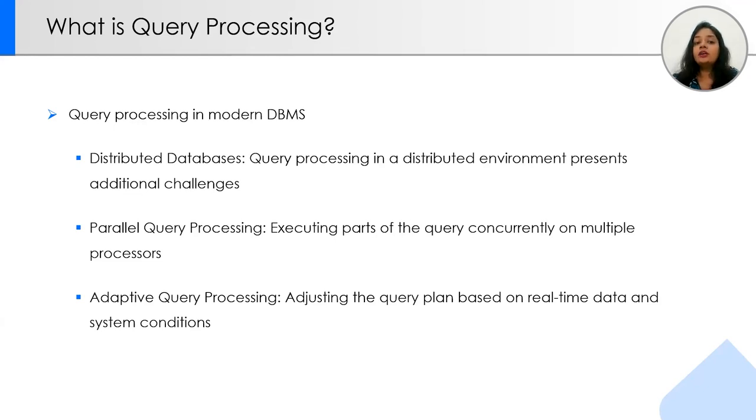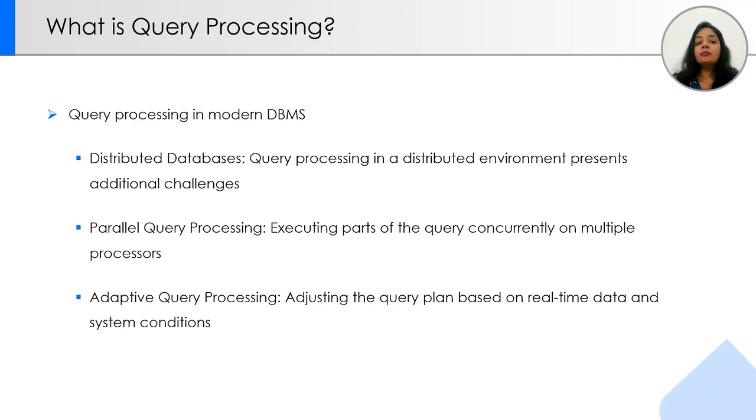Then comes parallel query processing. So here it takes care of executing parts of the query concurrently on multiple processors. So here you may have data analysts and data scientists sitting in different cities, and they are also working on query processing. So here your query is running on multiple processors.